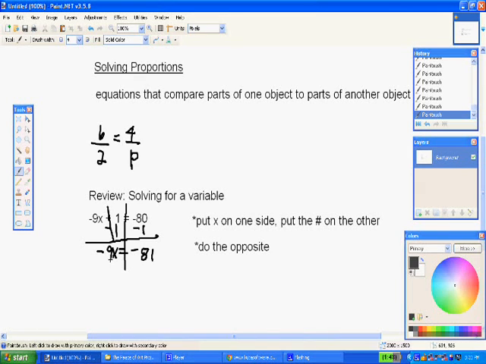Now I still don't have x by itself, and I notice that this negative 9 is multiplied onto x. So the opposite of multiplication is division, so I'm going to go ahead and divide that by negative 9, divide that by negative 9. Negative 9 divided by negative 9 just becomes 1. So I'm left with 1x equals, and a negative 81 divided by negative 9 just gives me 9. So that's my answer.